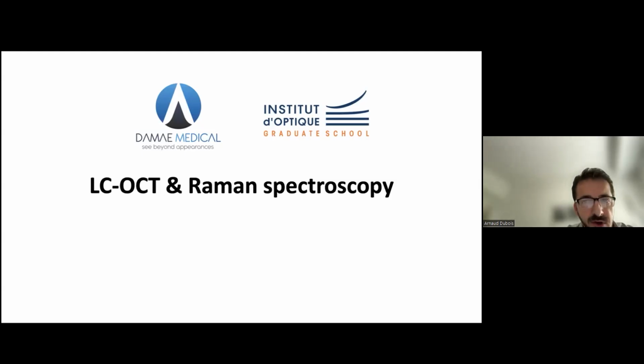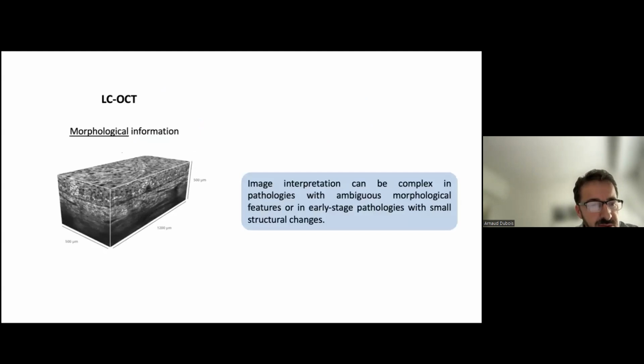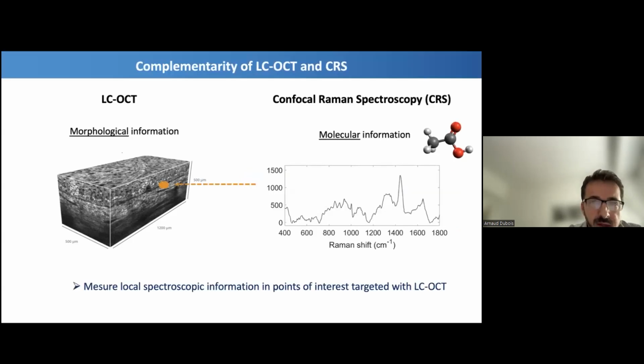Very briefly, I would like to talk about the combination of LC-OCT and Raman spectroscopy. Maybe it's of interest for you. LC-OCT provides morphological information about skin. However, the interpretation of the images can be complex in pathologies with ambiguous morphological features or in early stage pathologies with small structural changes. The interest of Raman spectroscopy is that this technique provides information on the molecular composition of a sample. So the idea is to perform local spectroscopic measurements at points of interest targeted by LC-OCT.